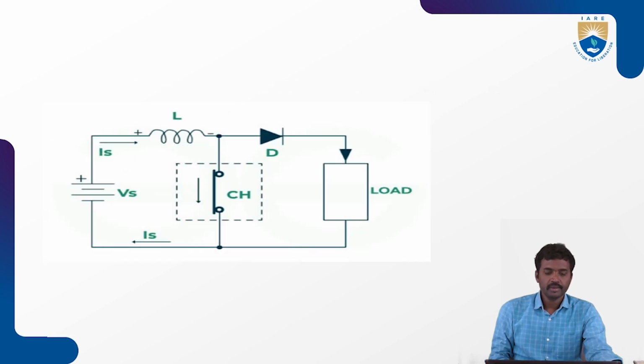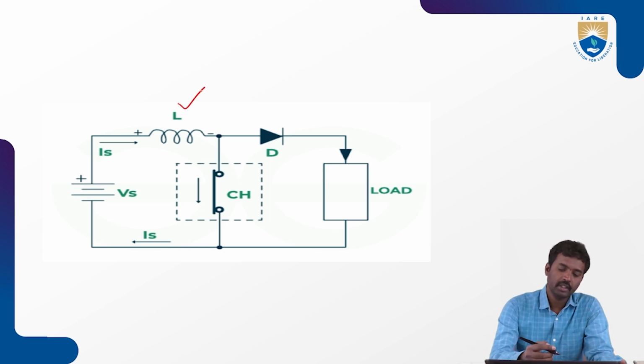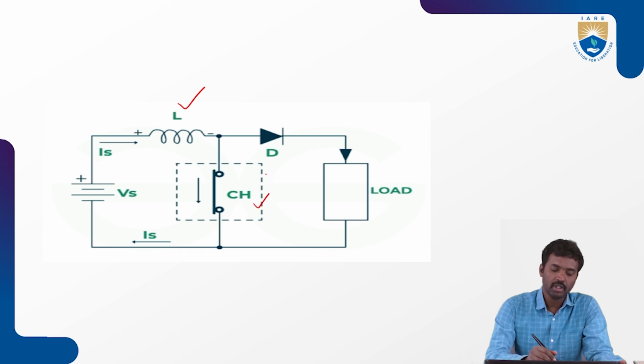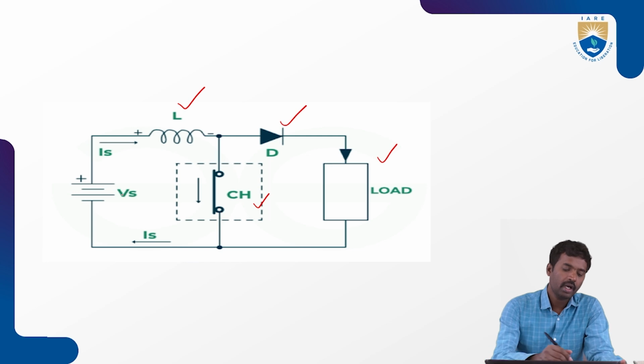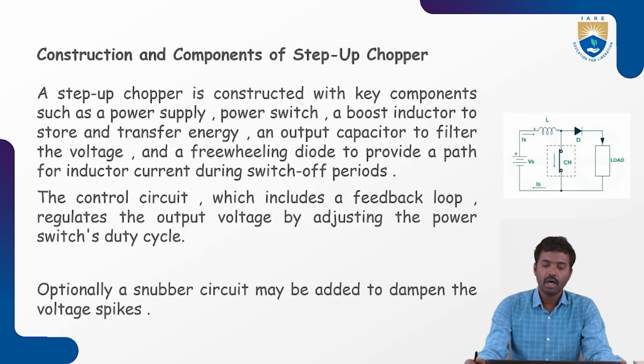Now here, this is a step-up chopper. The components used in the step-up chopper are an inductor, a semiconductor switch, and one diode. This is a load, and I am using one supply. So these are the components used in the circuit.